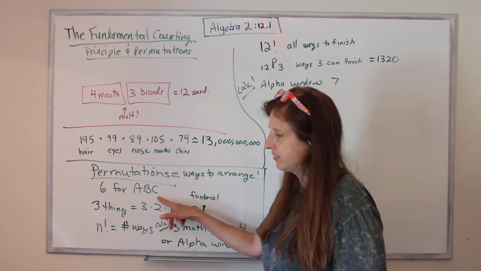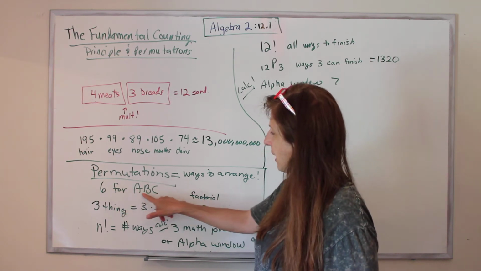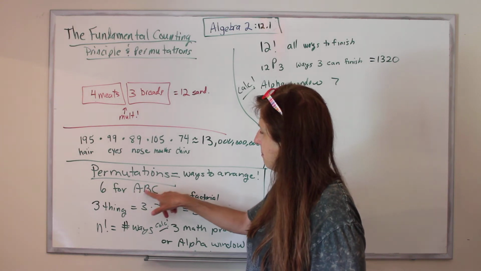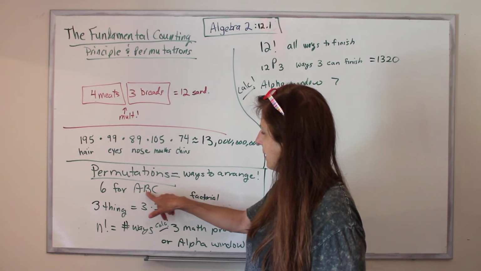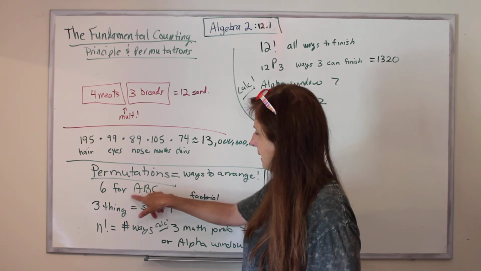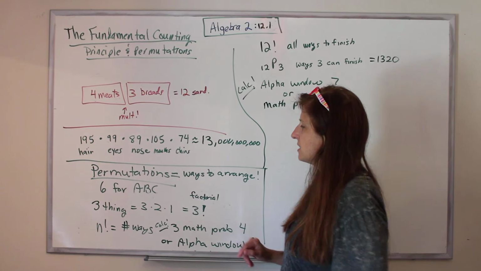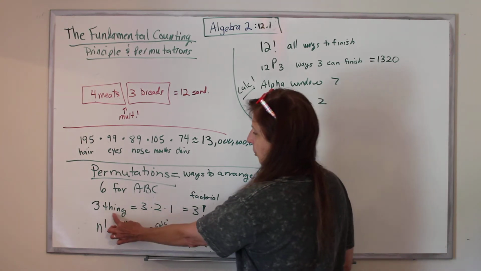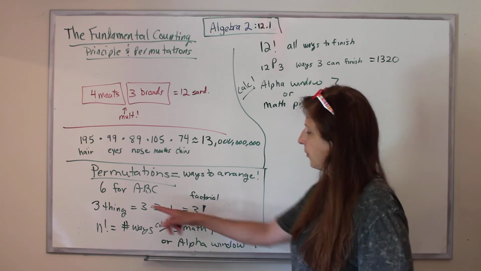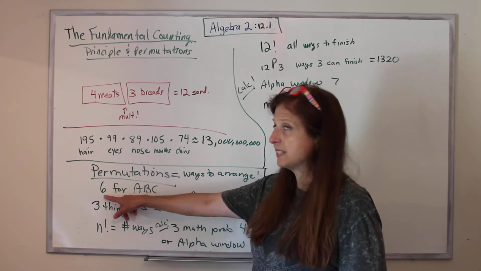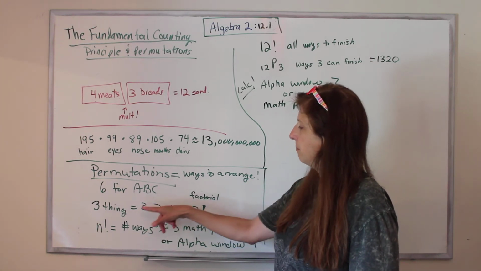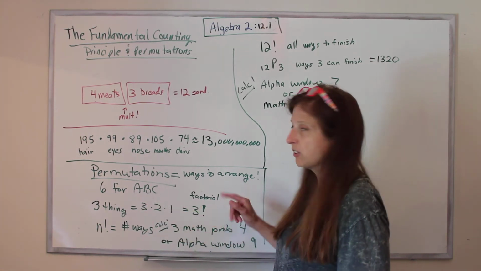So like ABC, we can arrange it 6 ways. We can do ABC, ACB, BAC, BCA, CAB, CBA are your 6 ways. So in general, there are 3 things. So you do 3 times 2 times 1, and 3 times 2 is 6, 6 times 1 is 6. When you take a number and count down and multiply them, it's called factorial.